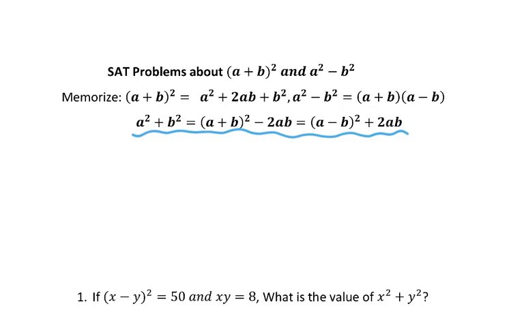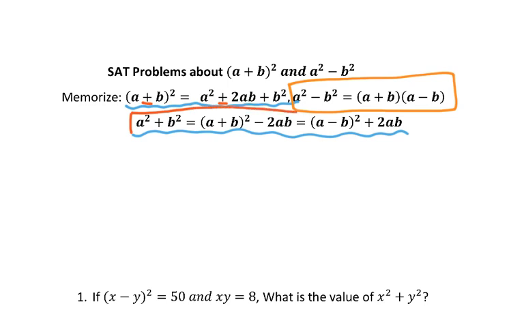So for the SAT, you need to memorize (a plus b) squared equals a squared plus 2ab plus b squared. If here is minus, then this part is minus. Then for factoring, a squared minus b squared gives you (a plus b) times (a minus b). If you need to work out a squared plus b squared, then use this formula.